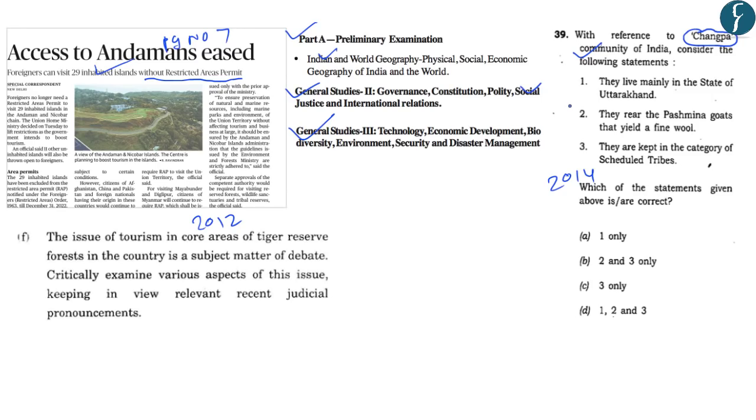Now, regarding the question that was asked in 2014 in the preliminary examination, the question read: with reference to the Changpa community of India, consider the following statements. The first statement reads, they live mainly in the state of Uttarakhand. This statement is incorrect because they live mainly in Jammu and Kashmir. Further, the second statement reads that they rear the Pashmina goats that yield a fine wool. This statement is correct. And the third statement is that they are kept in the category of scheduled tribes. This statement is also correct. So the correct answer in this case is B, 2 and 3.